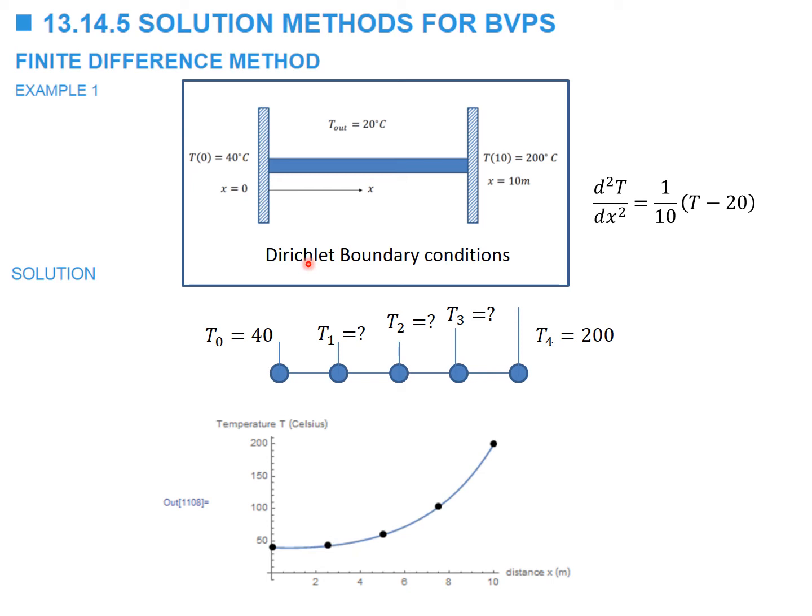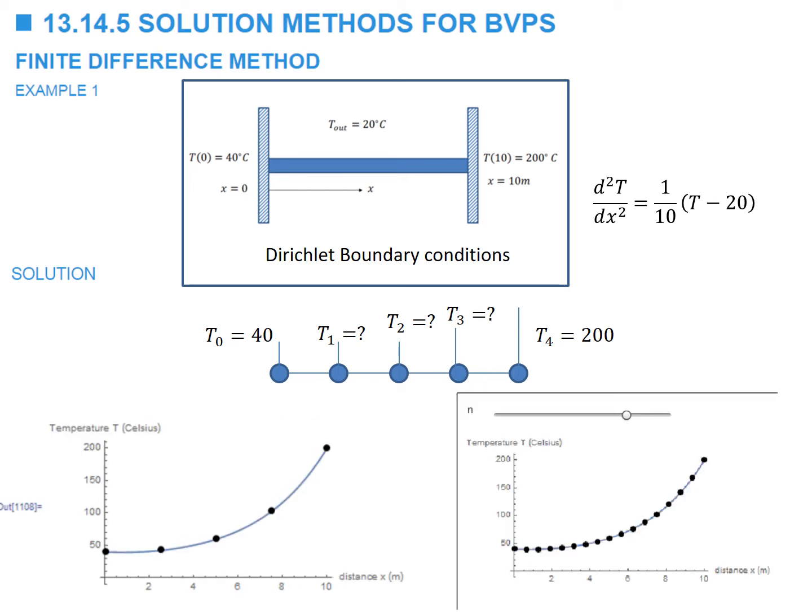So we want to solve this problem again, but instead of using the 2 Dirichlet boundary conditions, we want to now use the Neumann boundary condition. Before we go ahead with this, there's a tool on your website where you can change the value of n, which is the number of sub-intervals, and you can see how the solution is affected. Of course, as n decreases, the accuracy of the method decreases.